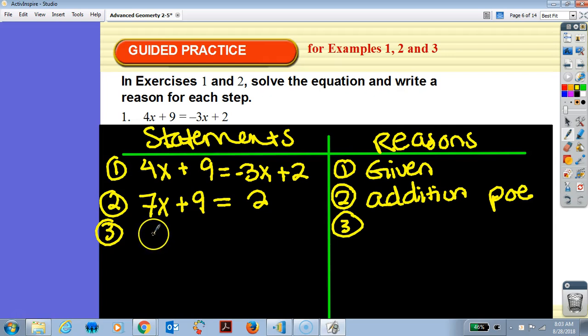Now what? Subtract 9? I want x by itself. Subtract 9. 7x equals negative 7, subtraction property of equality.